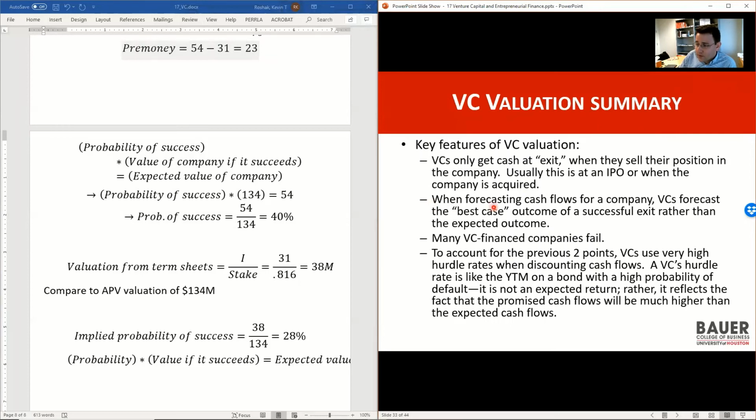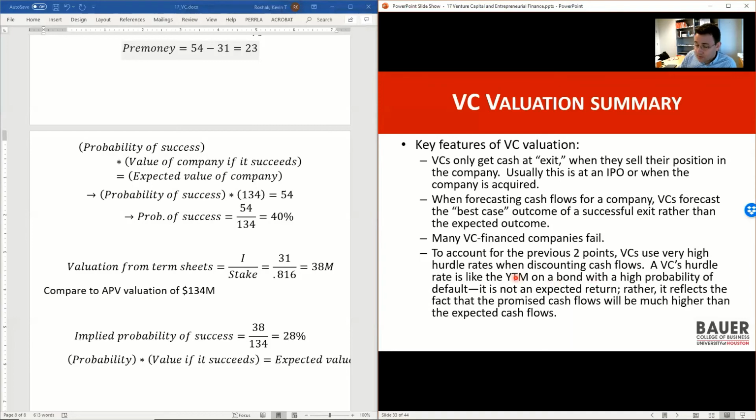Another key feature is that when they're doing their forecasts, they're forecasting the best case, right? The home run. What happens if everything goes well? They're not splitting hairs on all the ways that a company can fail. Now, most companies will fail. Most of these startups will fail. So to account for these two points, that the forecasted cash flows don't include failure, but many will fail, they ramp up the discount rate. You have a very high hurdle rate to discount a very high cash flow. That's going to bring you to the expected value of the company.